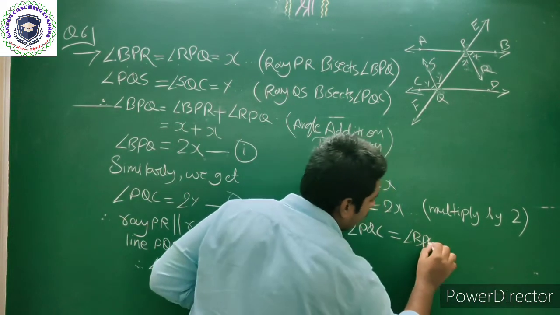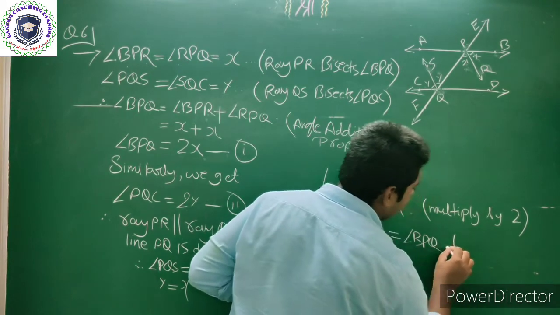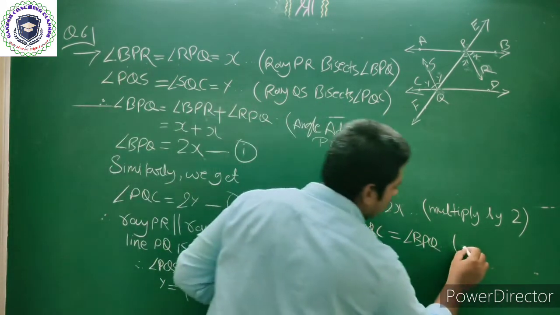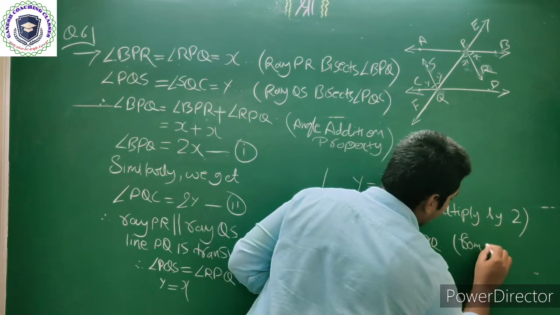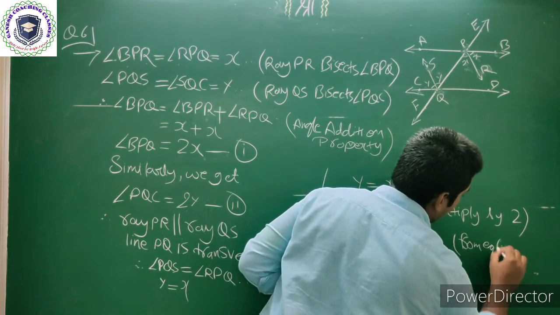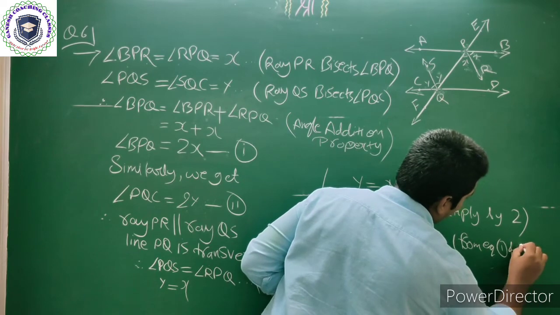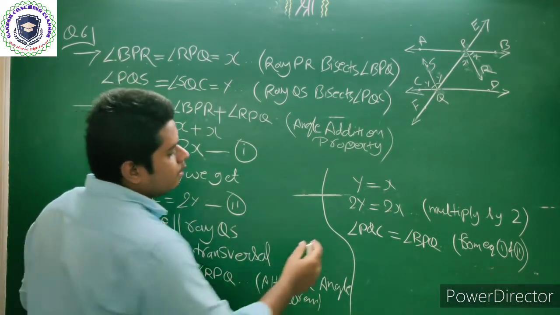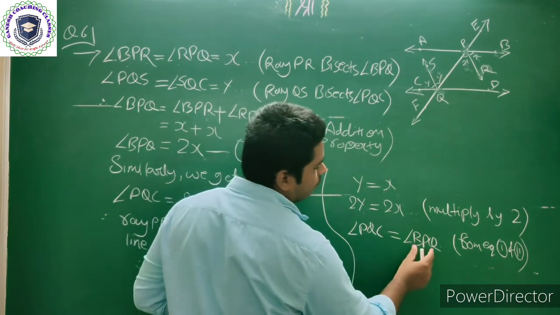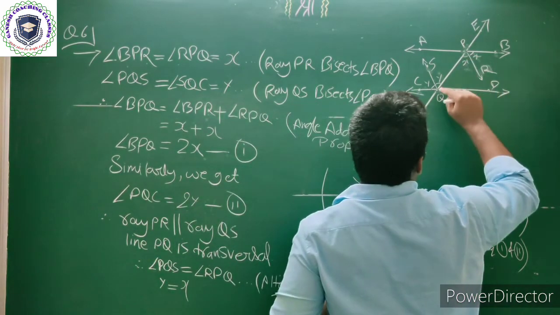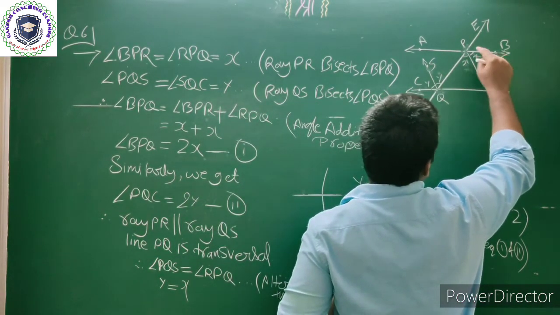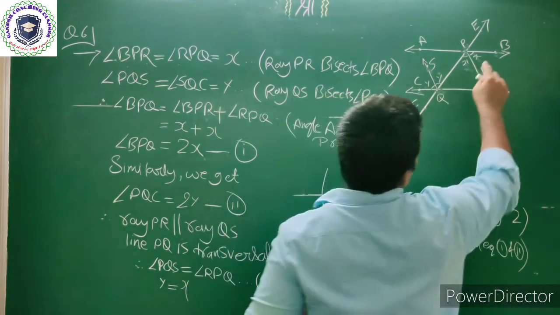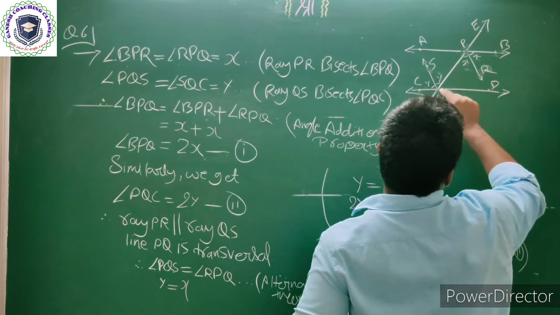From where did we get this value? From equation 1 and equation 2. So here we have to write: from equation 1 and 2. Now we got that PQC is equal to BPQ. Now trace into the figure: BPQ is equal to PQC.